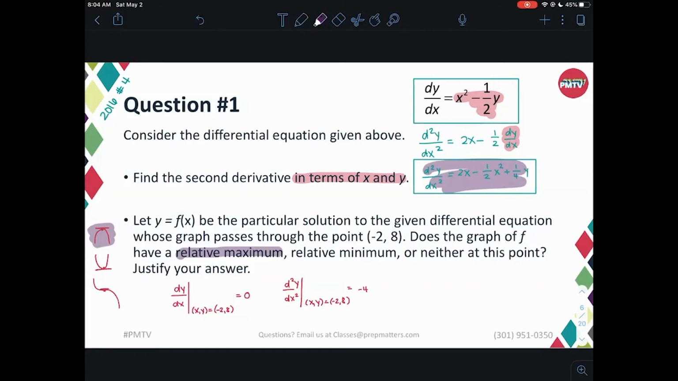And we would want to formalize that for this part in a sentence, an English sentence, a mathematical sentence, whatever we want it to be, where we pull together this information and say that because the first derivative is equal to 0 at the point -2, 8, and because the second derivative is equal to -4 or is less than 0 at the point -2, 8, we have a relative maximum. So there was a review of a lot of calculus so far.